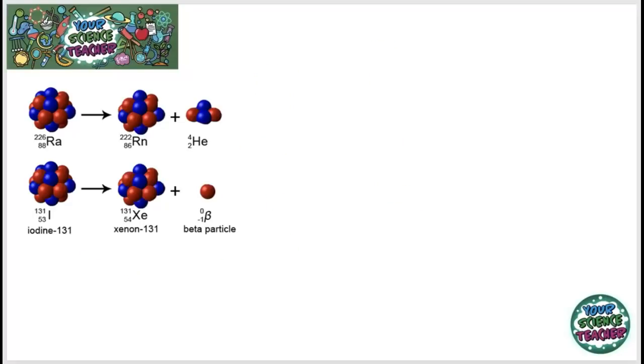And the last thing I'm going to do is talk about the changes in the nucleus during radioactive decay. There are three types of decay: alpha decay, beta decay, and gamma decay. In alpha decay, you emit a helium nucleus. This reduces the atomic number by 2, changing the element. Here I've gone from radium to radon, and the atomic mass goes down by 4 due to helium having an atomic mass of 4.